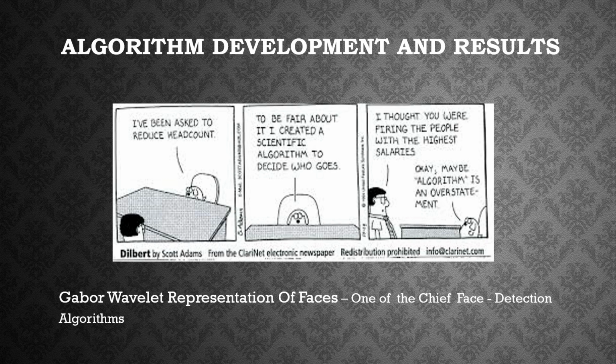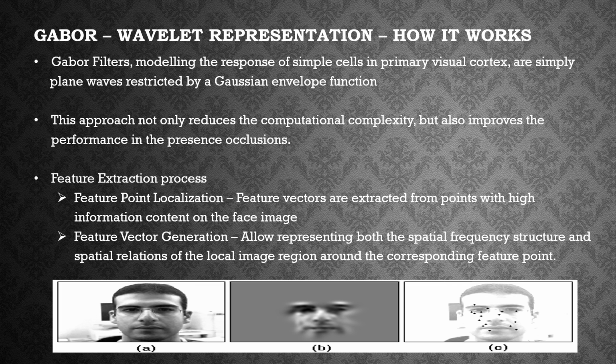Now in our approach, we have followed an algorithm. We have tried suggesting an algorithm which will help in the development of the face detector model and formulate our results in due process. For our study, we have used the Gabor wavelet representation of faces, one of the chief face detection algorithms. So what is Gabor wavelet representation? I'll go through how it works and how it helps in detecting a face in an image.